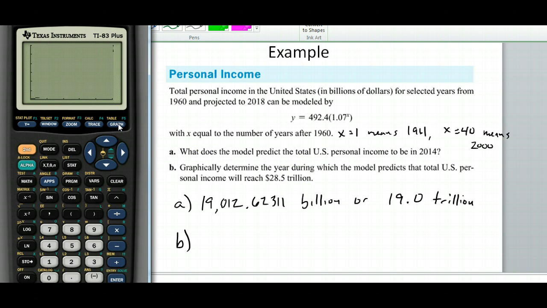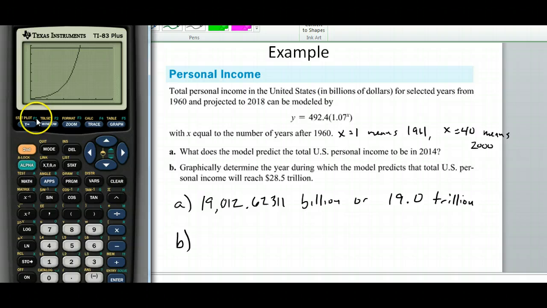Let's look at our graph and see if we can see that intersection in the window. There's our exponential growth. Exponential growth kind of looks like a part of a parabola. Oh, I'm sorry, I didn't put in the second part of it. To graphically find the intersection, we need to put in not 0.5 trillion but 28,500. Remember this is measured in billions, not trillions. So 28,500 billion is 28.5 trillion. That's what we're looking for here.